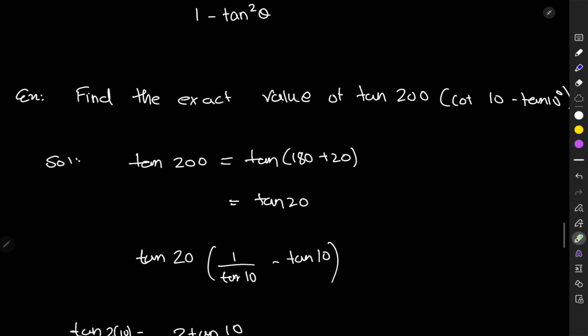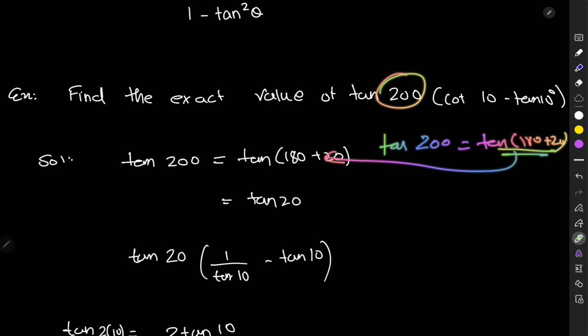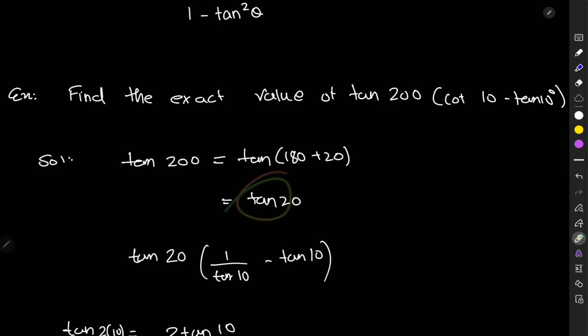So yeah, you can do a question. So what's the question? Find the exact value of this. So you can see 200 here. So I can simply convert this 200: tan 200 is equal to tan(180 plus 20), right? So 180 plus 20 is basically this. So I can convert this further as tan 20.